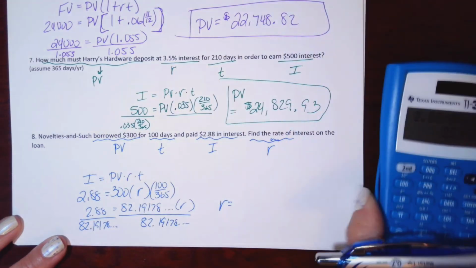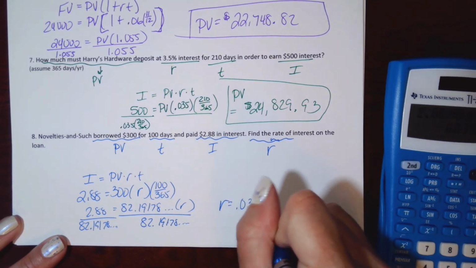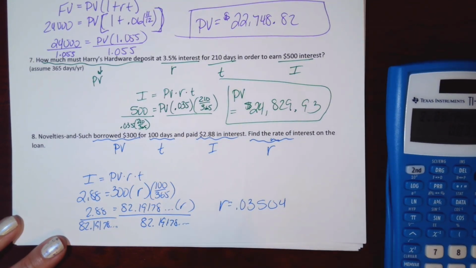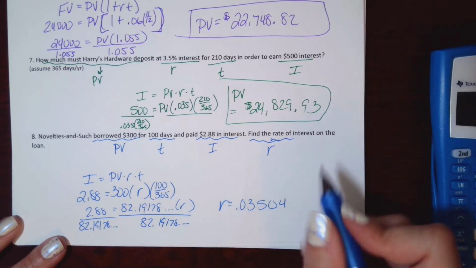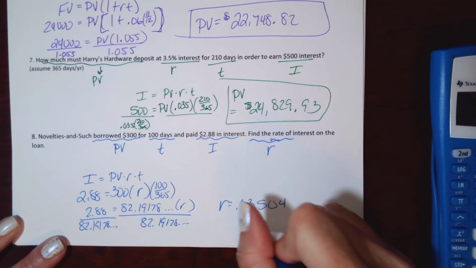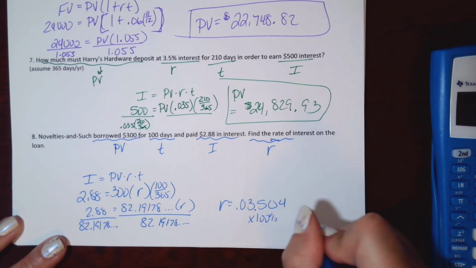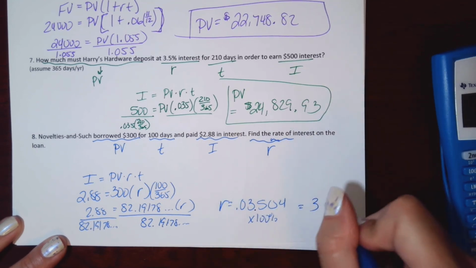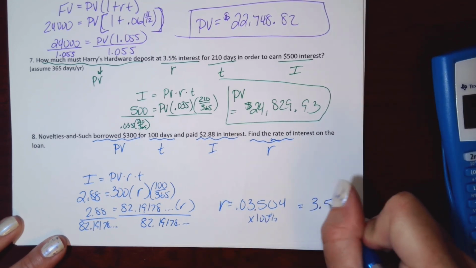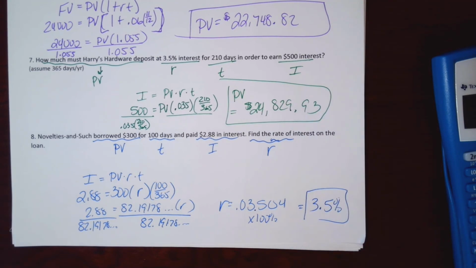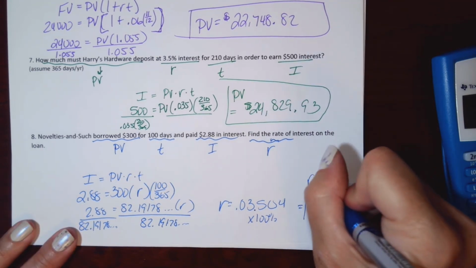So my rate is 0.03504. My instruction said if I need to round a percentage, I round to the nearest tenth of a percent. I need to think of multiplying that times 100% to move the decimal to the right 2 places. It puts the decimal right there. So 0.03504 is 3.5% interest. That's my rate.